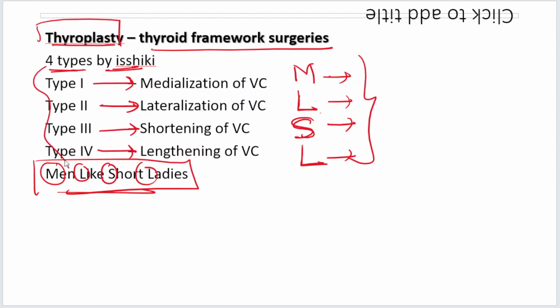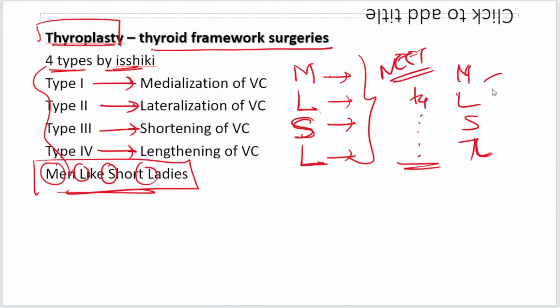So they may confuse you like this. In NEET PG, they will try to confuse you. Suppose they will give you some clinical scenario and they will say, what do you want to do, type 1, type 2, type 3, type 4. Now that is where you will get confused. Just write medialization, lateralization, shortening and lengthening of the vocal cord. Men like short ladies. Okay.